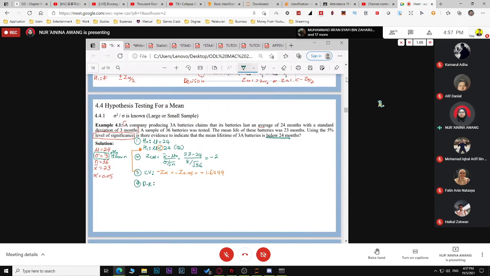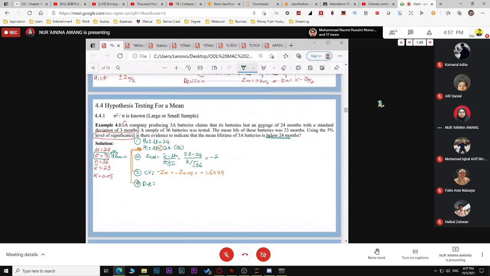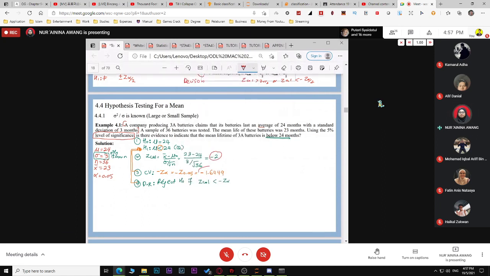1.6449. Okay, so this is your critical value, and then next step is your decision rule. So decision rule sama, we look at on your H1. Since H1 the case is less than, so kita akan refer kepada less than lah, yang ini. Okay, so kita kata reject H null if Z calculated is less than negative Z alpha. Okay. And then kita punya decision. So our decision, we will compare this value with this value. Okay, kita akan compare dua ni.